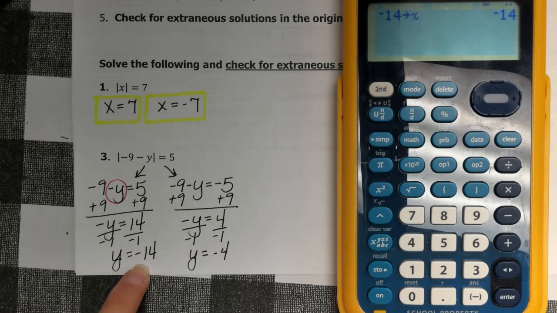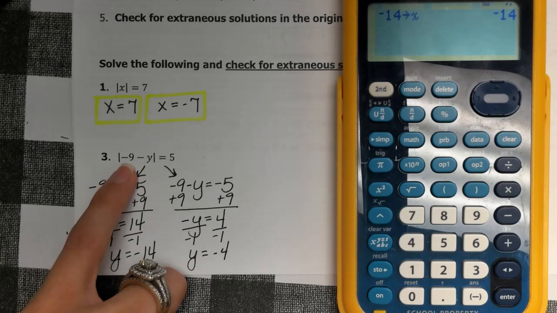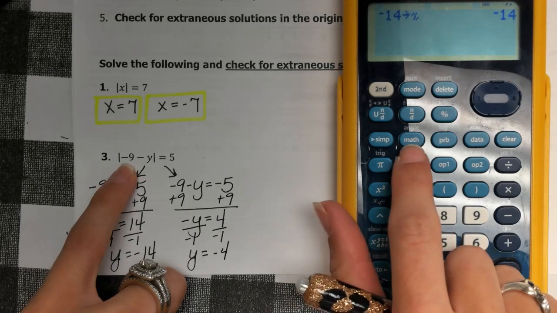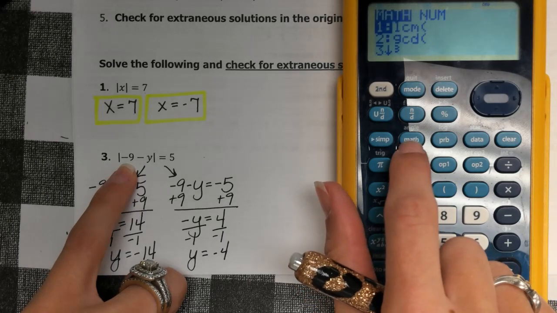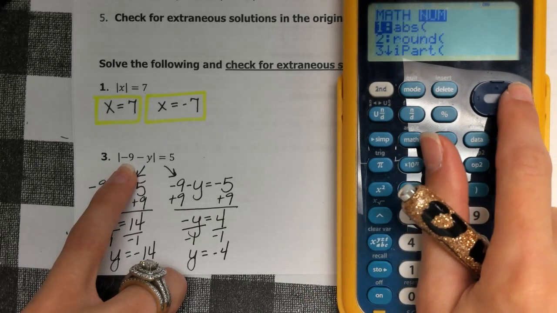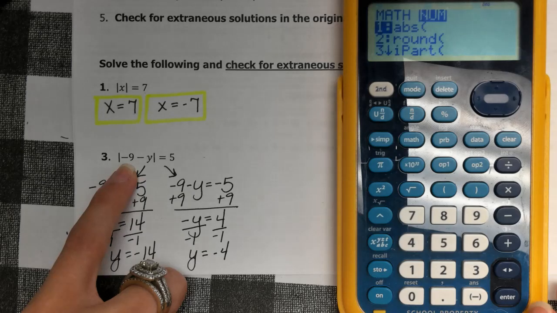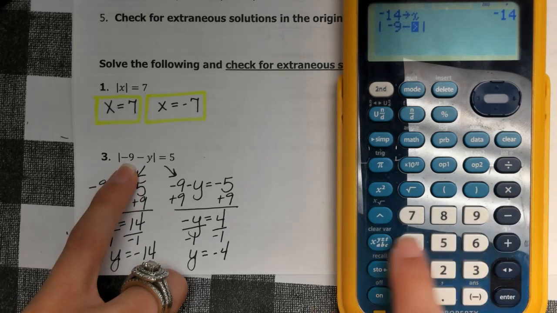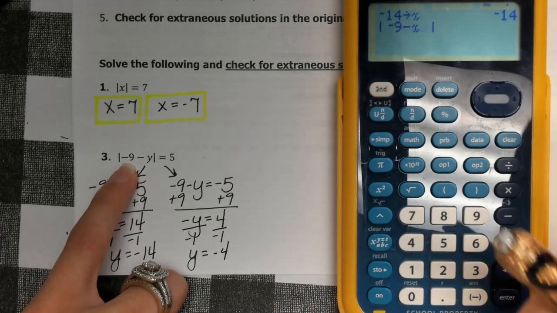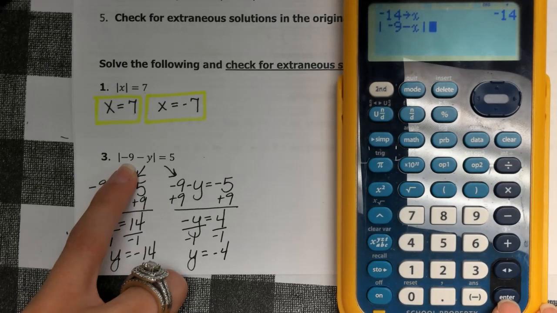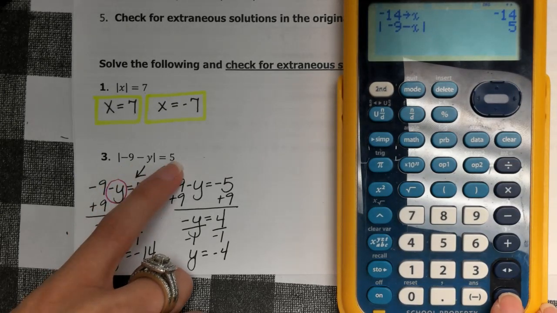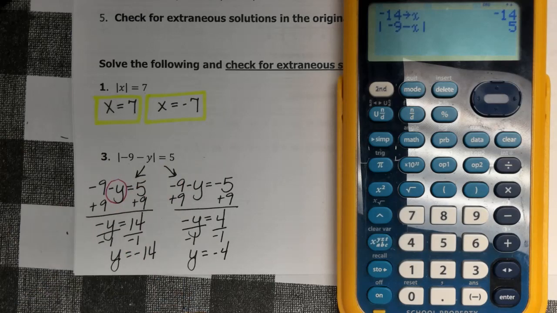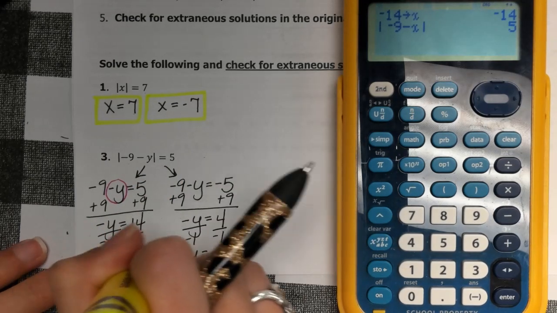Now I'm going to take the absolute value, so if you hit the math button and go to the right, that ABS is absolute value. So math, right, enter. And now I can type my negative 9 minus my x. It gives me 5, which my original equation is 5. So that's a good solution. That's one of my answers.